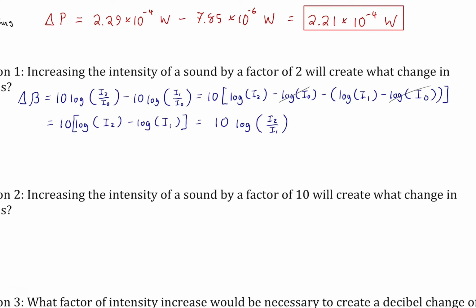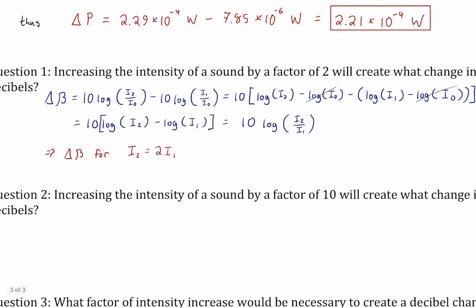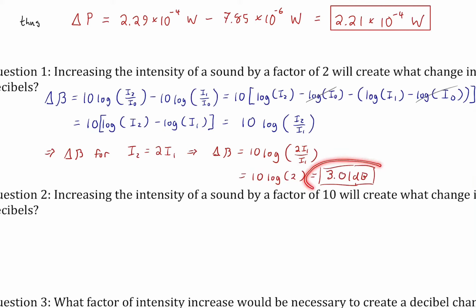All right, so with that out of the way, we'll go ahead and use that formula and say that a change in decibels for I equals 2I would just be equal to 10 times log of 2I over I. Obviously, the I's cancel, so it would be 10 times log 2. What's 10 times log 2? It's 3.01. So it is not a big change. So doubling the intensity is just turning the decibels up by 3.